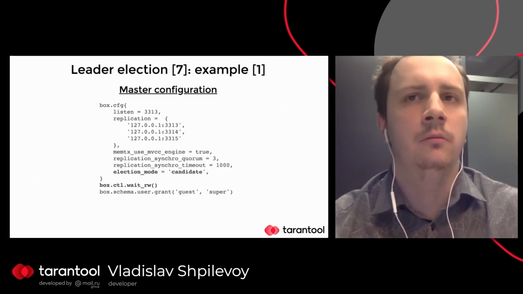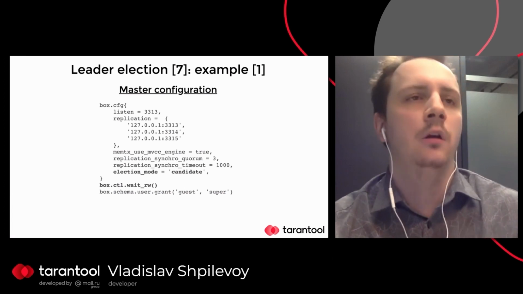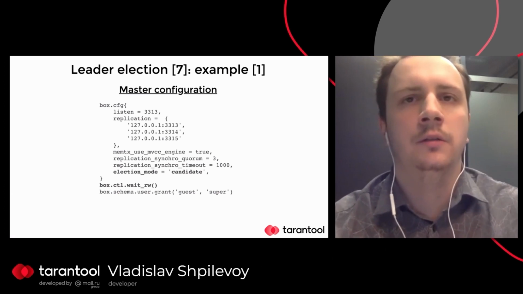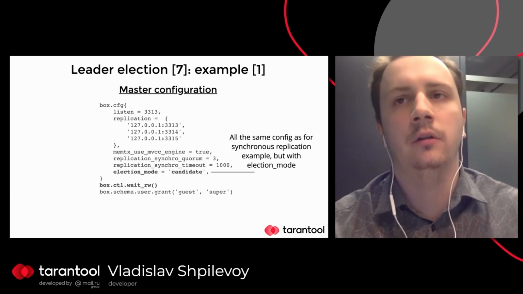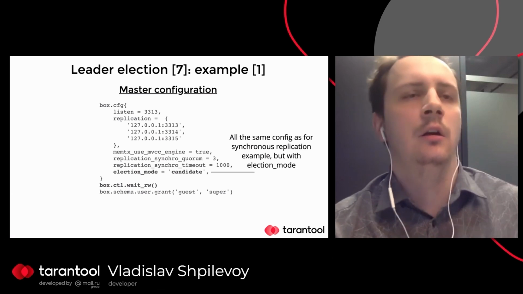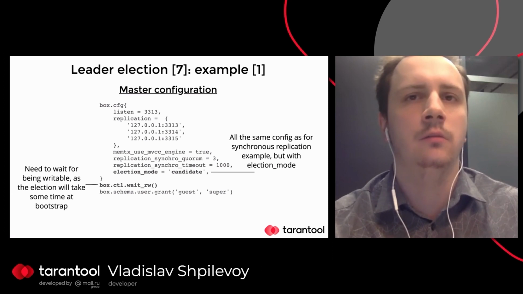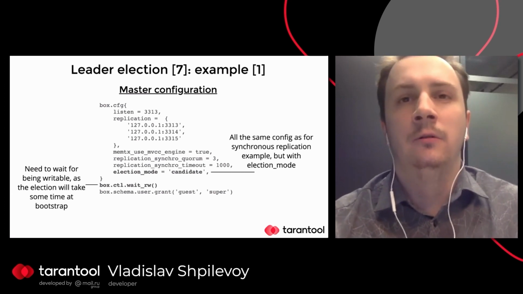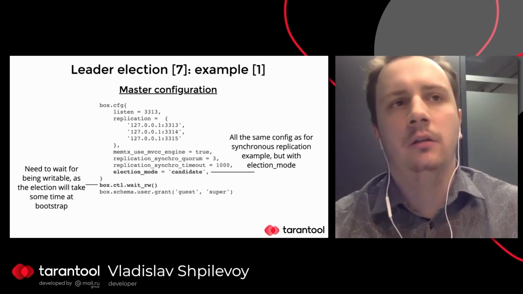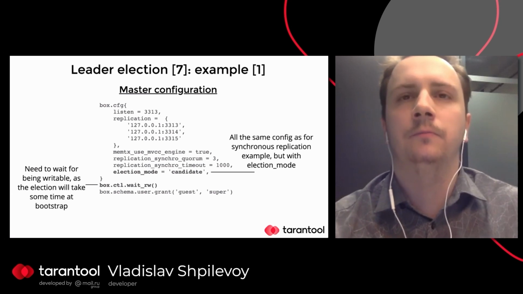Now I will repeat the manual election example, but with automatic election turned on. For that, on the master node, I set election mode candidate. Also, before granting access rights, I add box.ctl.wait_rw, because right after box.cfg, the master won't be writable until the other nodes vote for it, so I wait. And when it's elected and becomes writable, this function returns, and only then I do the rights update.